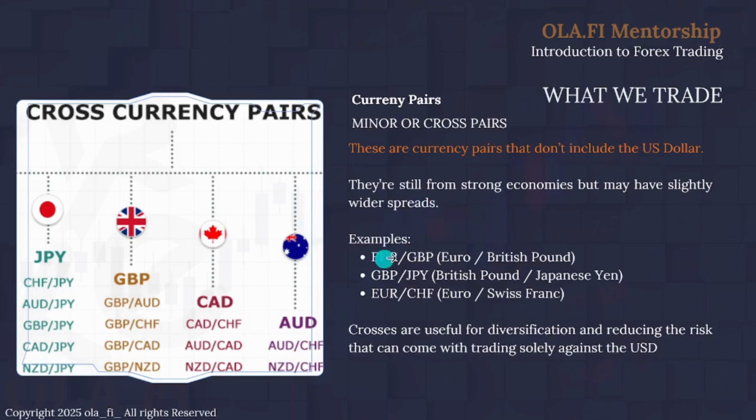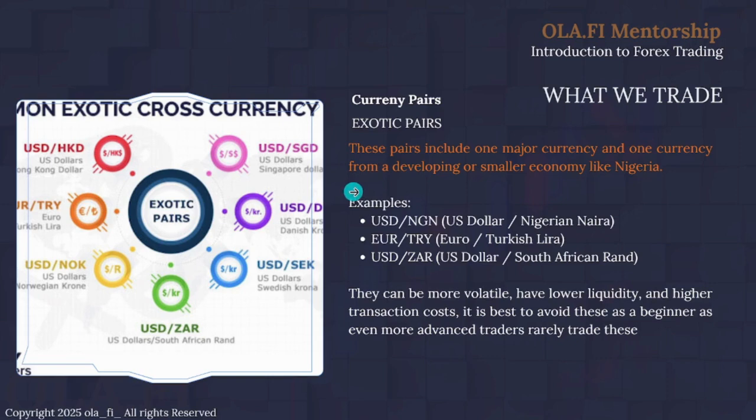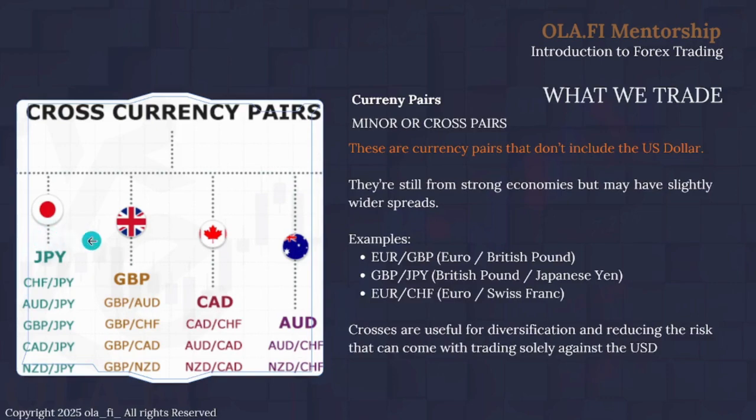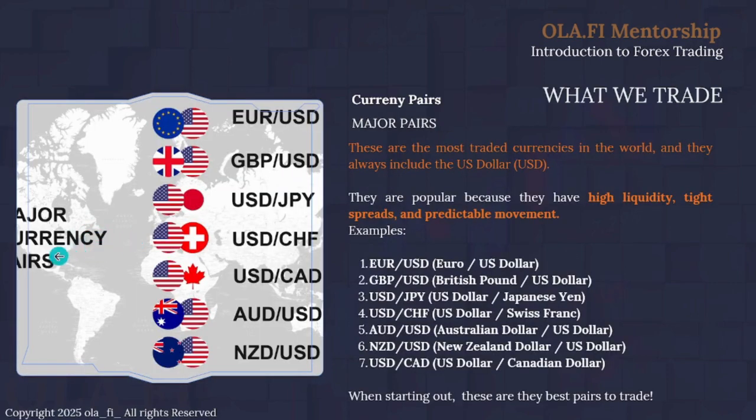So yeah, there are minors. Minors is when you pair the major economies with themselves, the euro and the pound and the yen and CHF, CAD and CHF, all like that is what you get when you pair them together. That's a cross. And then the exotic is a currency from a developing economy or a small economy paired with one from a major economy.